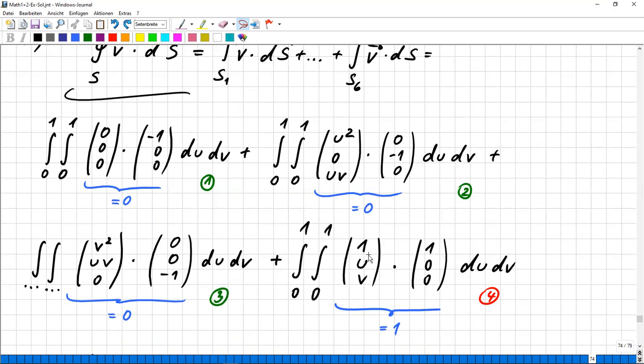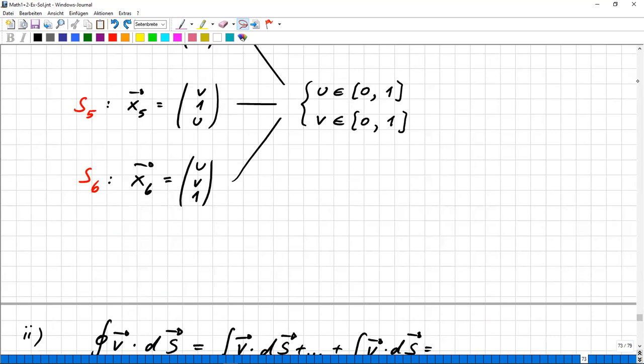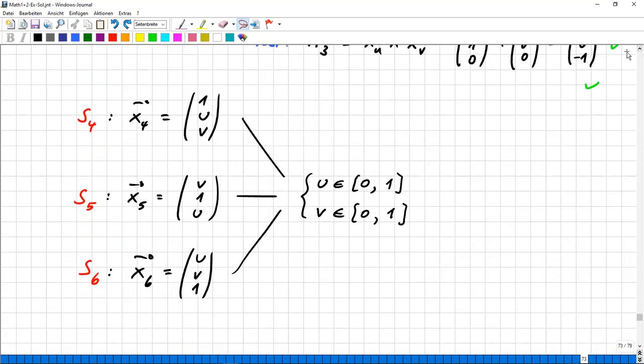Where does this come from? 1 u v. It just looks a little bit like the radius vector itself. Actually, it is. This is 1 u v as the radius vector, but at the same time, in this case, it is the vector field or the field vector.